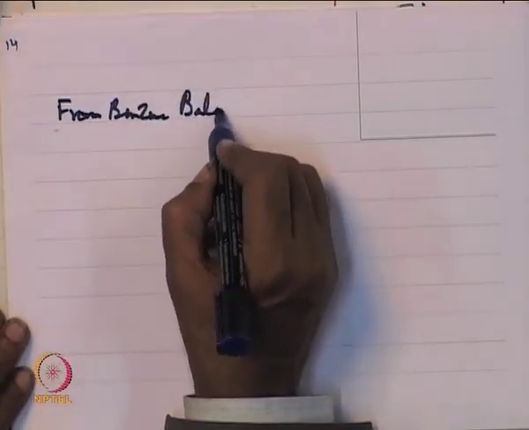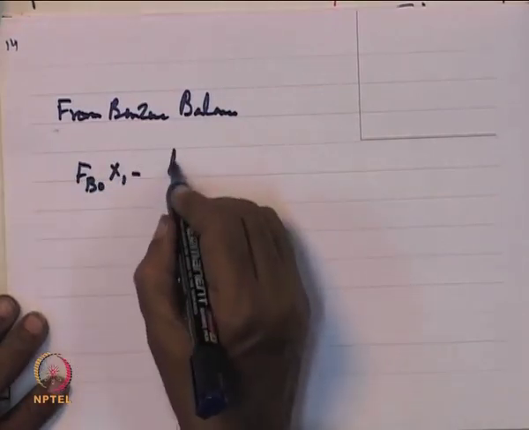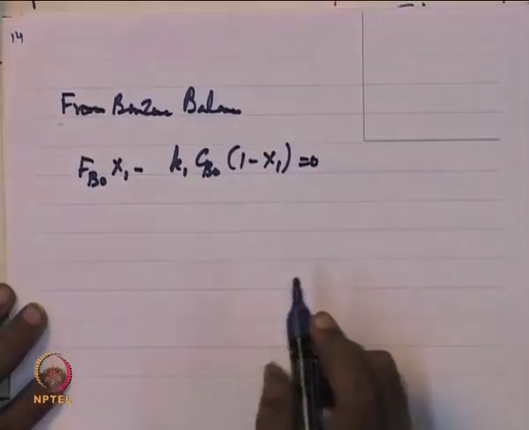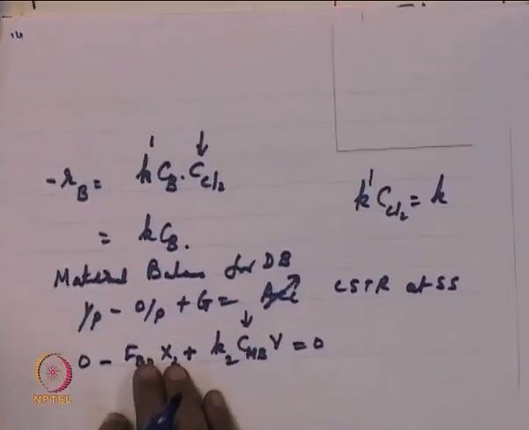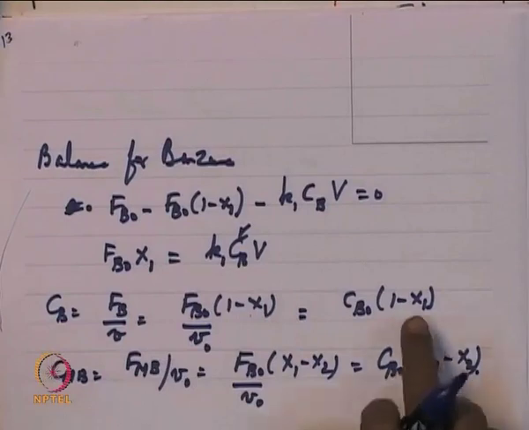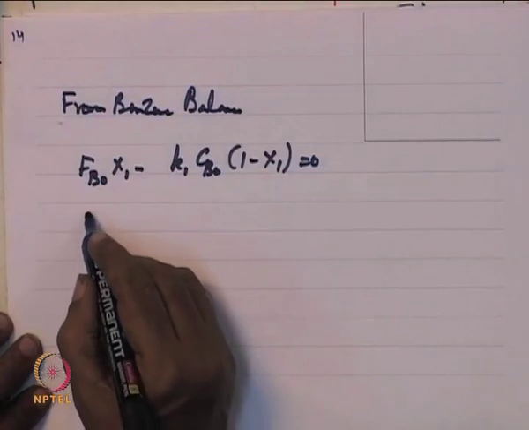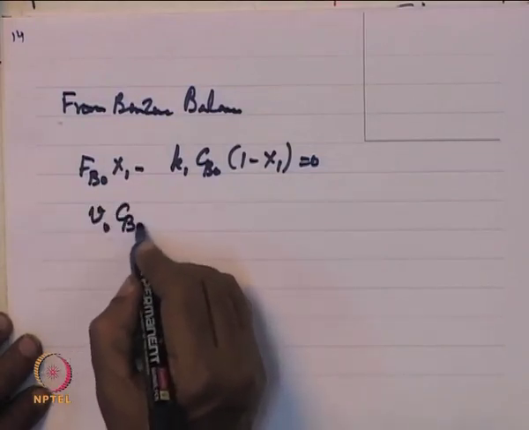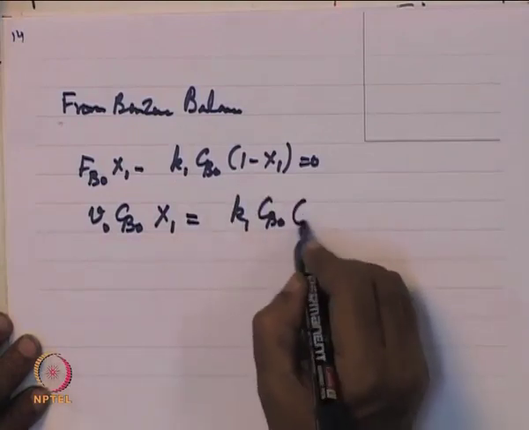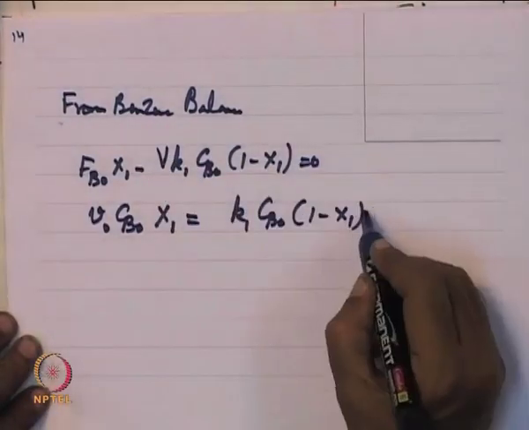What do we get from the benzene balance? We get FB 0 X 1 minus K 1 CB 0 times 1 minus X 1 times V equal to 0. I am not saying anything new, it is just the benzene balance. So, this is what I have written, CB as CB 0 times 1 minus X 1. So, we can write this as V 0 CB 0 X 1 equal to K 1 CB 0 1 minus X 1 V. Now, you can collect coefficients and recognize that V is missing.